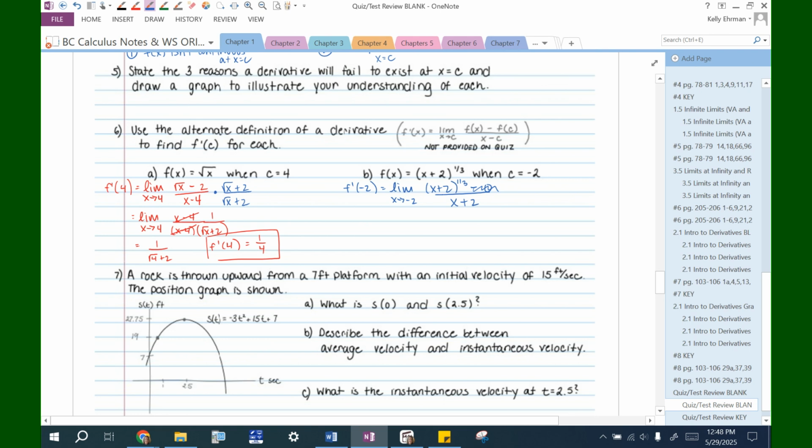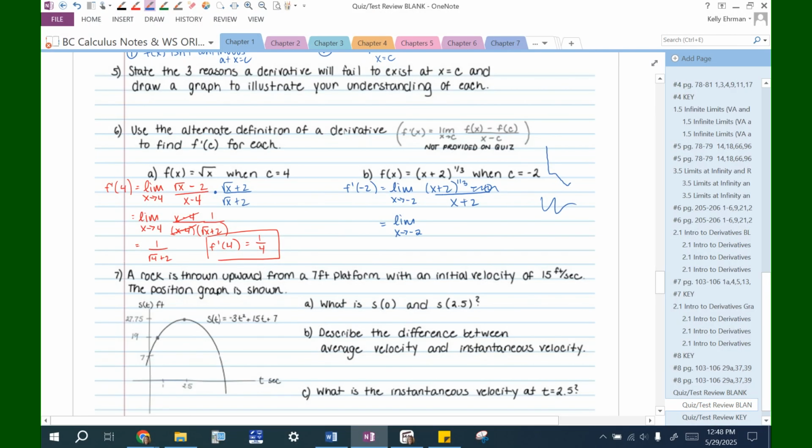But if I just use my exponent rules, let me get my pen to work again. My pen doesn't want to work. Hold on. Okay, let's see if I can get the pen to work. There we go.